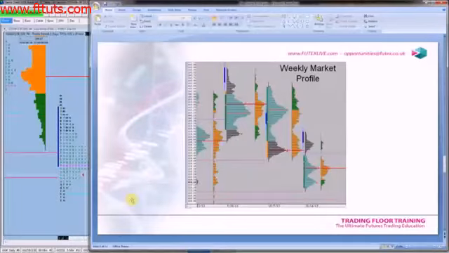Is the market value shifting up? Is the market value shifting lower? What is happening here? Is the market saying that value is getting higher and higher and higher? Or is the market actually saying value is staying the same? Or is it shifting lower and lower and lower? And it gives you your bias. This is where you start to get your bias for where the market is likely to travel. Not where it's definitely travelling, but where it is likely to travel.